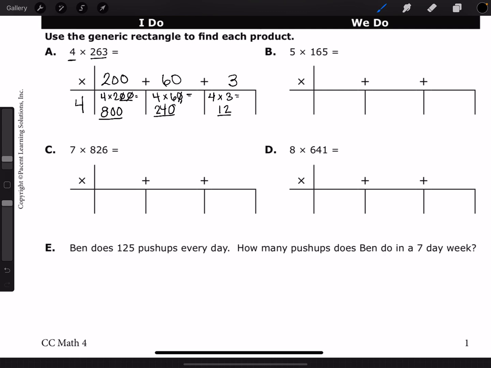Now, guys, we're not done yet because we need to add all of those together. I'm going to come over here on this side and I'm going to do it vertically because it's easier for Mrs. Boynton. 800 plus 240. Now, if you're having a hard time, you can cross it off as soon as you write it. And then you add your 12.